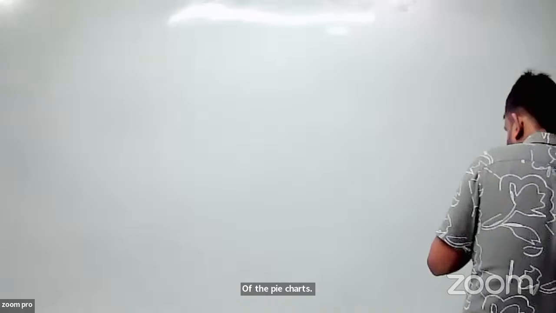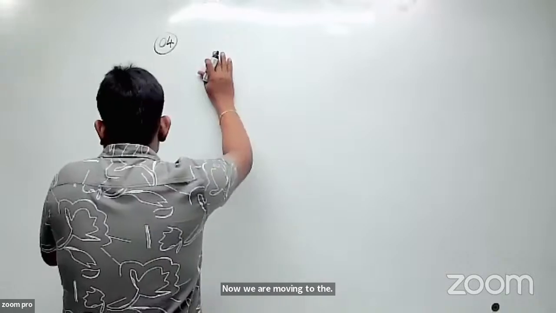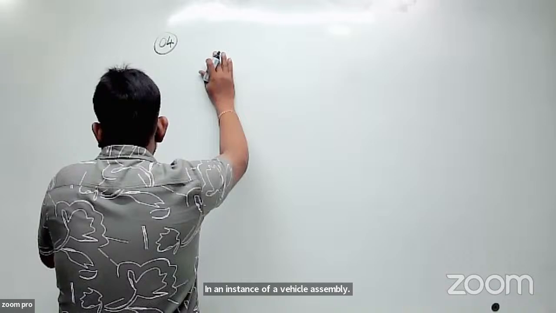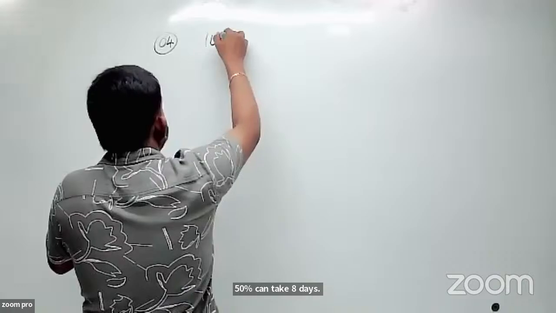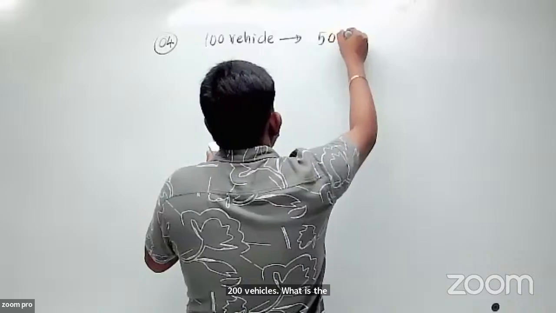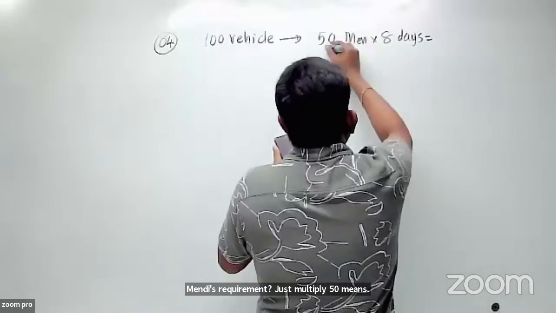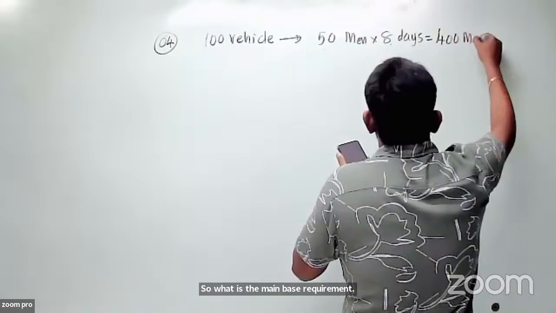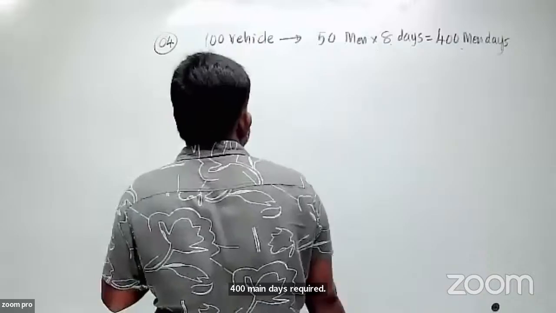Now we are moving to the fourth question. In a vehicle assembly, 50 men can take 8 days to assemble 100 vehicles, right? So for 100 vehicles, what is the man-days requirement? Now see, just multiply 50 men by 8 days. So what is the man-days requirement? 50 into 8, 400 man days required to assemble 100 vehicles, right?